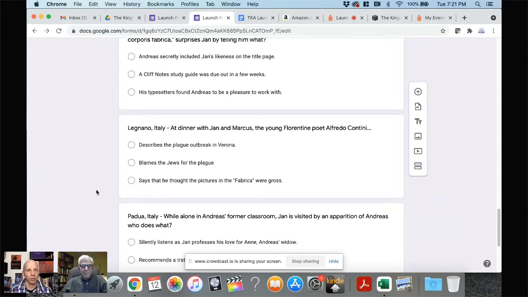Okay, let's move on to Legnano, Italy. At dinner with Jan and Marcus, the young Florentine poet Alfredo Contini describes the plague outbreak in Verona and blames the Jews for the plague, or says that he thought the pictures in the Fabrica were gross.